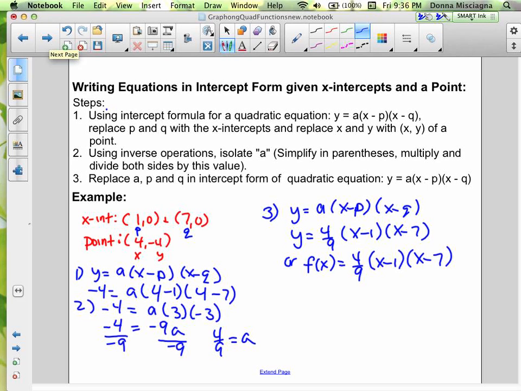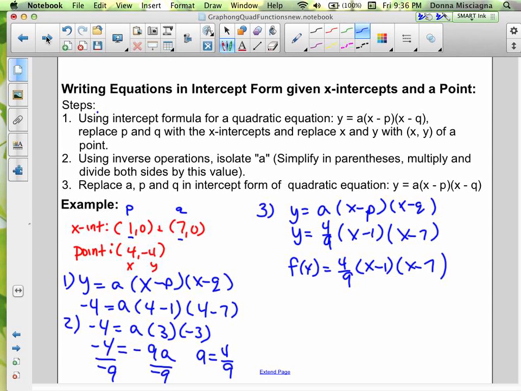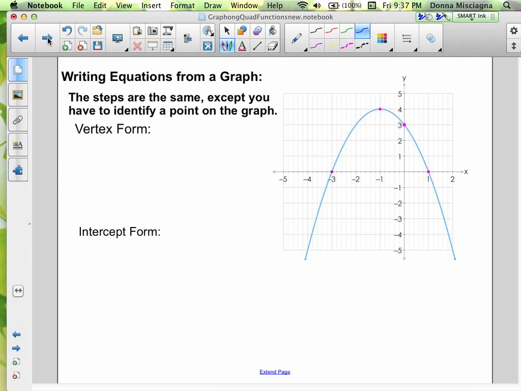Let's do a couple more. And this one was also in your notes. And on to the next problem. Our next problem is on a graph, if it ever changes the page. Yeah, there we go. All right, so writing equations from a graph.